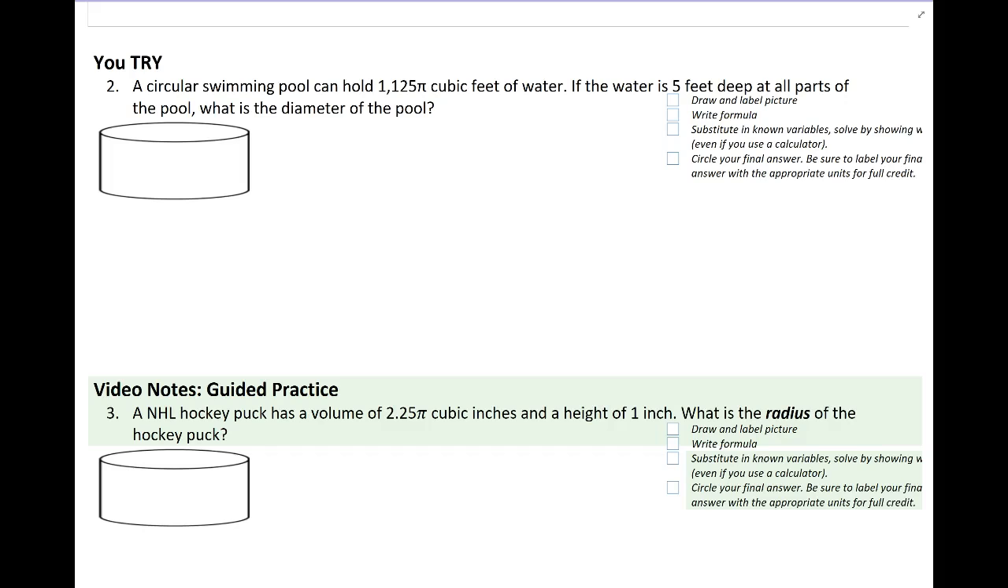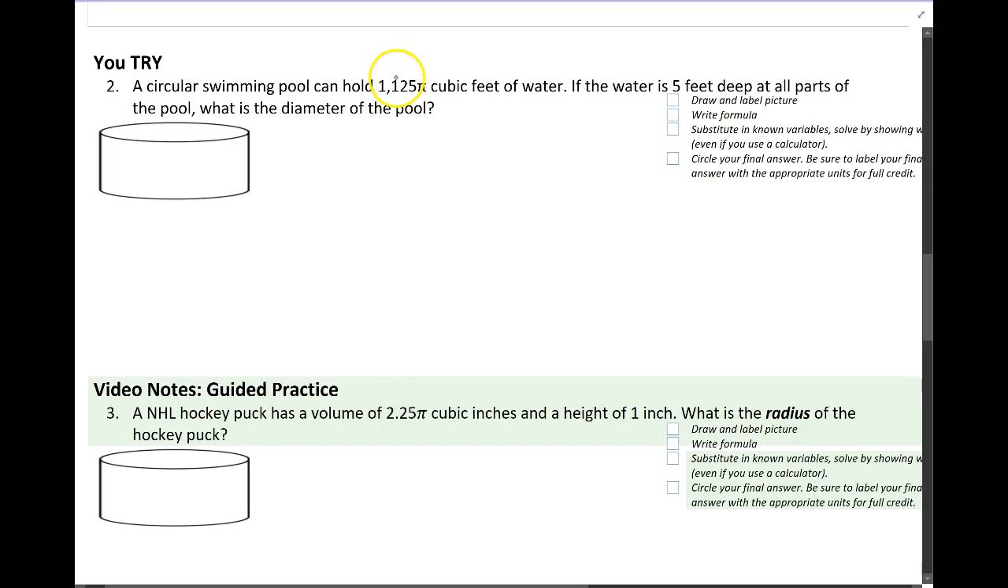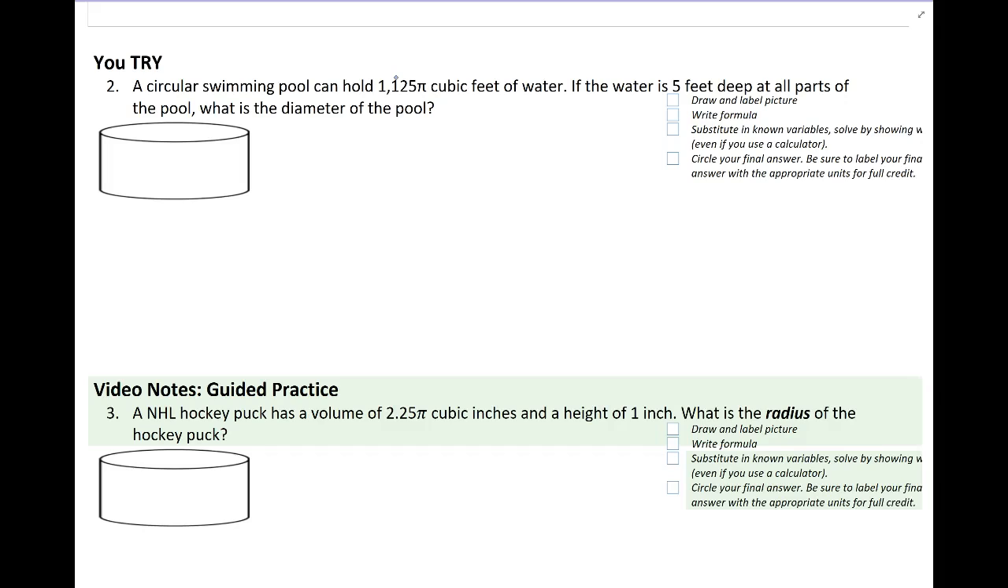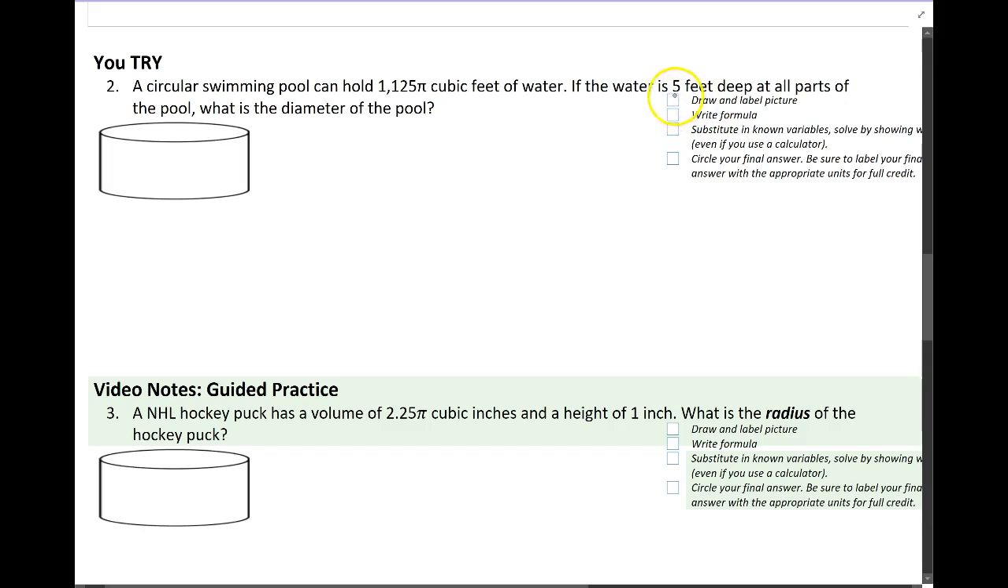Here's what we know. We know that a circular swimming pool can hold 1,125 pi cubic feet of water. If the water is 5 feet deep, at all parts of the pool, what is the diameter of the pool? Well, let's label what we know. So the first thing we're going to do, we see over here in these steps, is we're going to draw and label the picture. So already drawn for us, which is nice, but let's label some stuff.